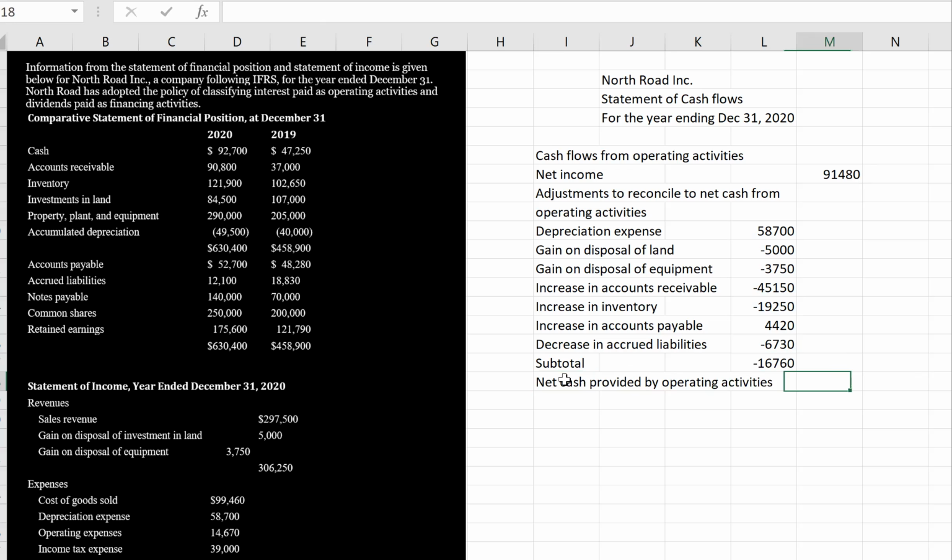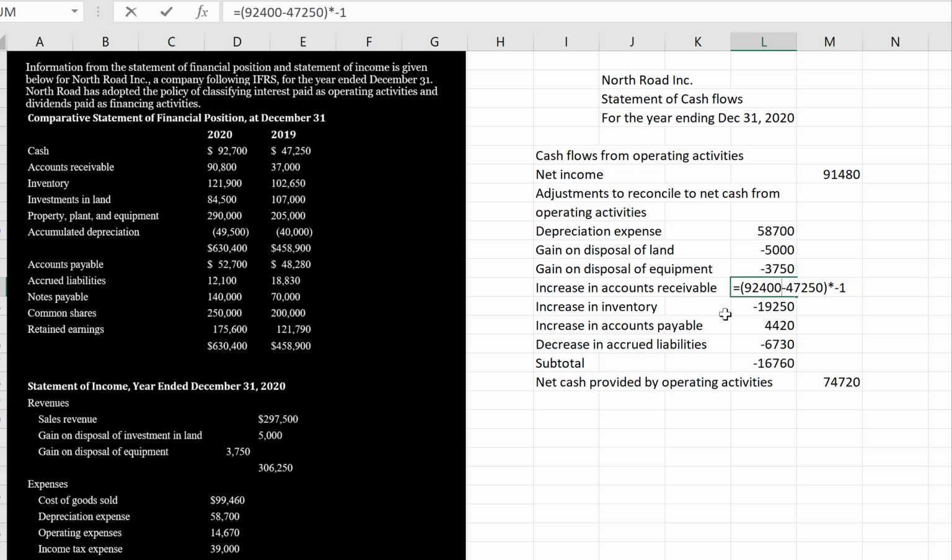And that's going to be the sum of the two. So I'm going to have this plus this. So my cash provided by operating activities is going to be, let's check this number here. So we've got 91,480, we've got 58,375. Let's check this one.